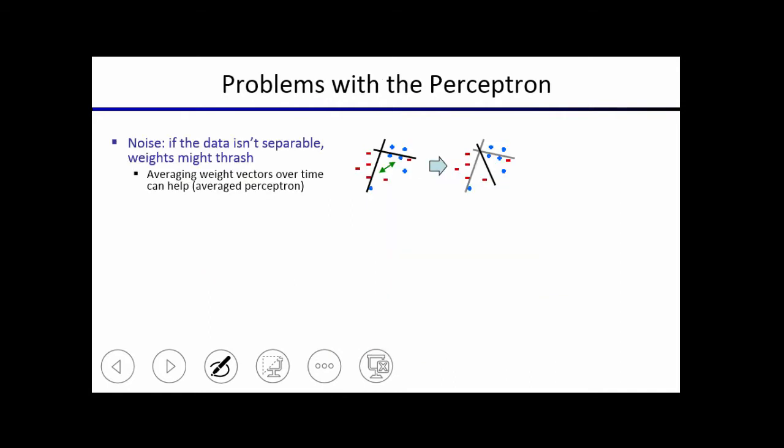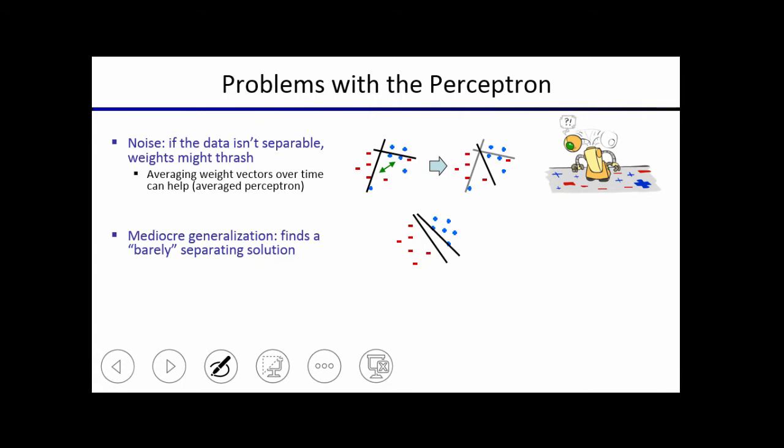Okay, so we've seen the Perceptron algorithm, but there are definitely a few problems with how it works. It's not completely satisfying because you don't know what hyperplane and what decision boundary it's going to end up with. The first problem is that if the data isn't separable, then the weights might just thrash around, and average weight vectors can help, but you don't exactly know where it's going to end up.